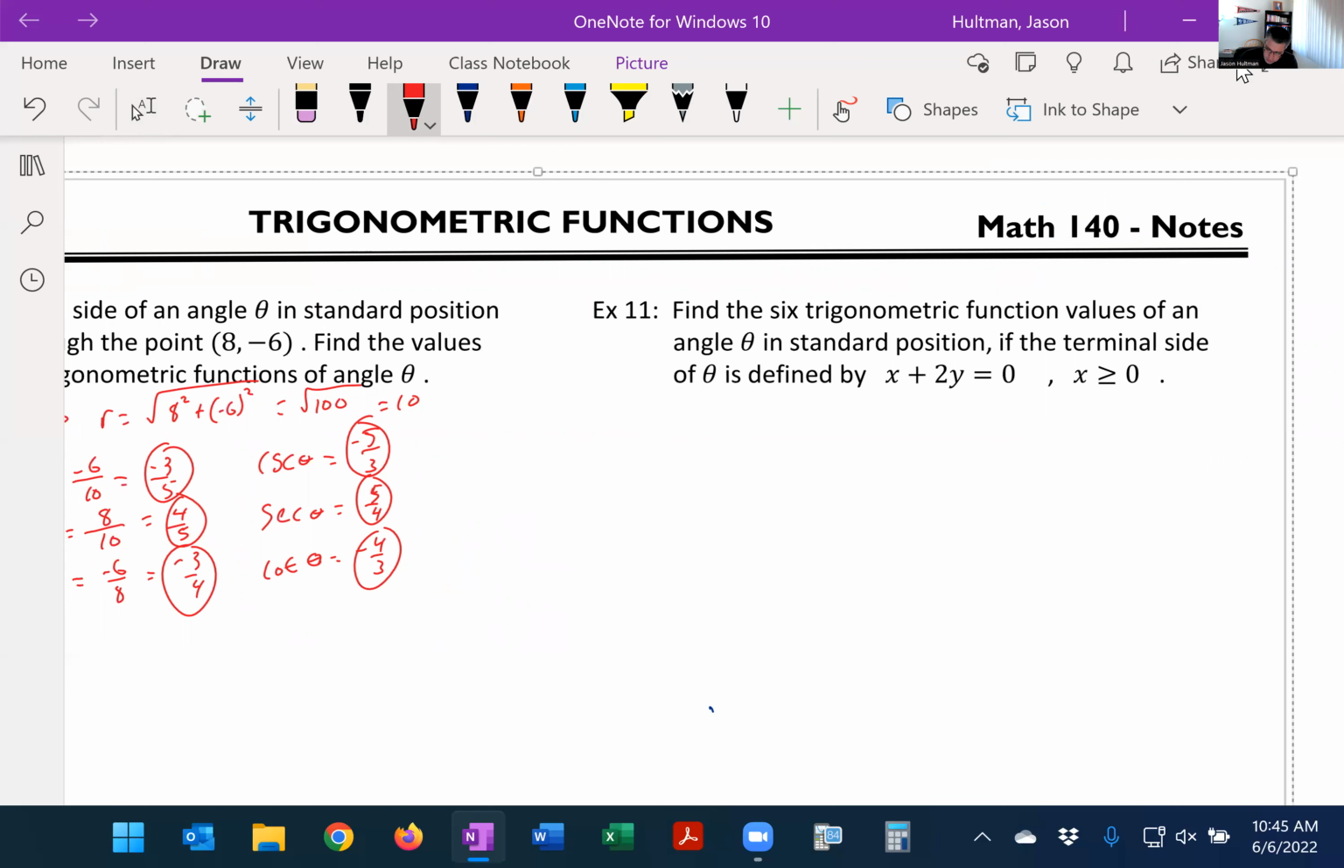I could solve this for y. Well, I'm going to go 2y is equal to, move the x to the other side, and we get -x. Now I'm going to divide by 2, and so y is equal to -1/2 x. And so this is the slope of the line with a y-intercept of 0.